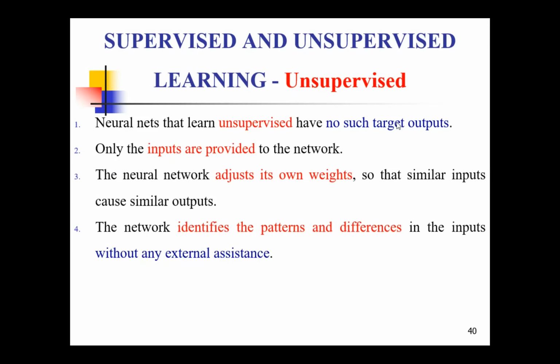So without any external assistance, in the case of a supervised algorithm, we have an assistance. So what is that assistance? The assistance is nothing but the output values or the target values that we are going to provide. But in the case of unsupervised learning, there will not be any output, there will not be any external assistance, but the network itself will identify the pattern and differences in the inputs. So how the combination of input varies will have an impact on the predicted outputs.